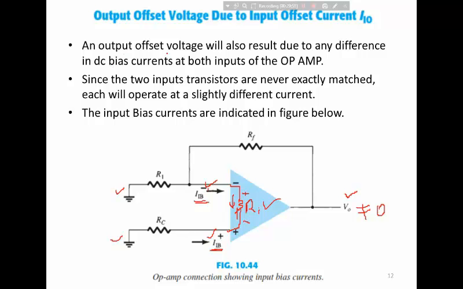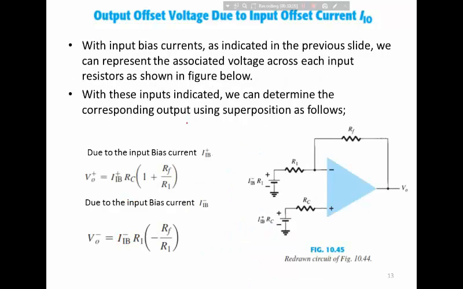So an output offset voltage will also result due to any difference in DC bias currents at both inputs. Since the two input transistors are never exactly matched, each will operate at a slightly different current. The input bias currents are indicated in this figure. With input bias currents as indicated in the previous slide, we can represent the associated voltage across each input resistor as shown in the figure.